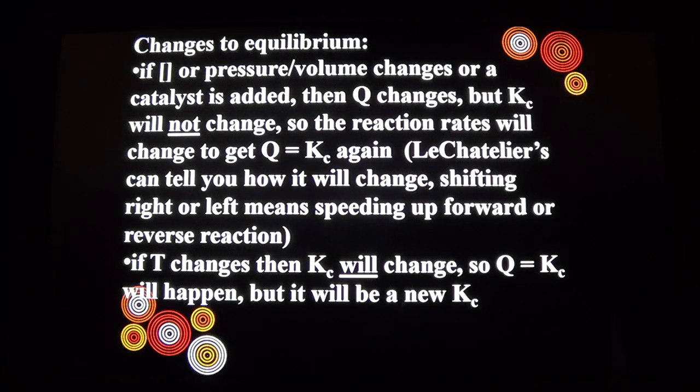Now, this is going to be true any time we change anything other than temperature. Here's the thing: if I change temperature, yes, I will get to equilibrium, but it will not be the same equilibrium number. Changing temperature changes the actual number of K. Any other changes we do, pressure, volume, more of this, less of that, would all keep the same K value, but not if we change temperature. We can still predict what's going to happen, but it's not going back to the original K number. So just be aware of that when we talk about Le Chatelier's.